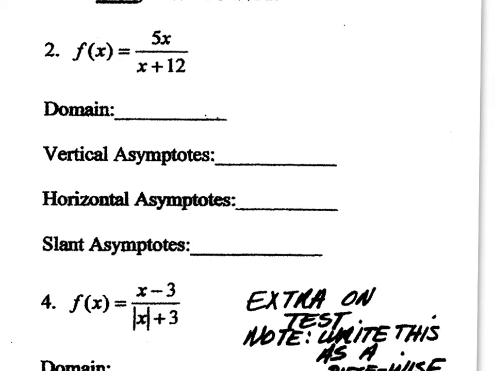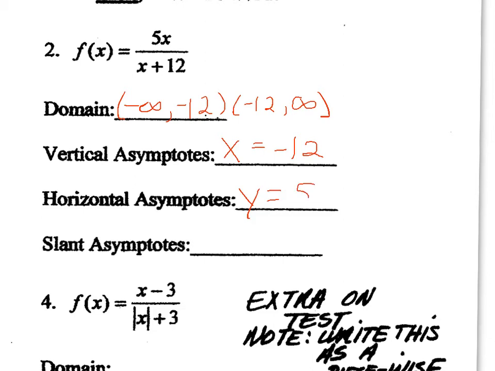In number 2, we cannot plug in a -12. So our domain will be -infinity to -12 and -12 to infinity. Our vertical asymptote will be x equals -12, since that's what we cannot plug into the bottom. Since the degrees are the same again, our horizontal asymptote will be 5 divided by 1, which is just y equals 5. And we will not have a slant asymptote.